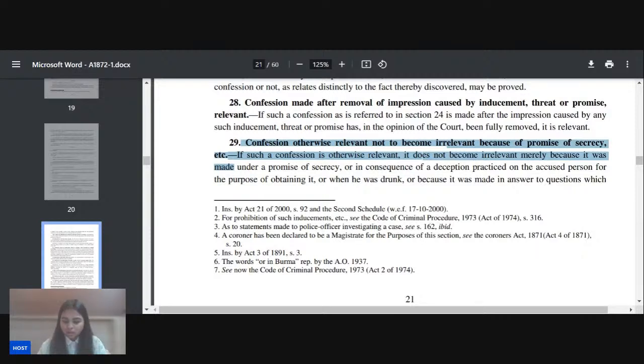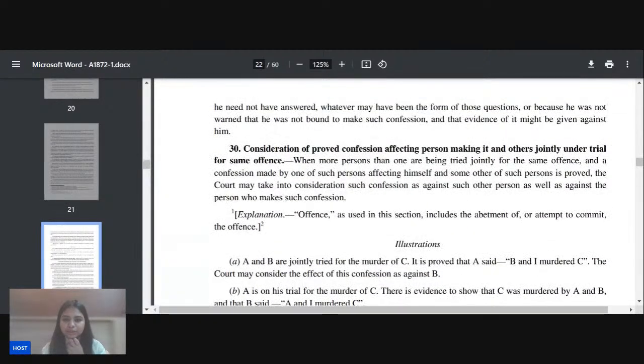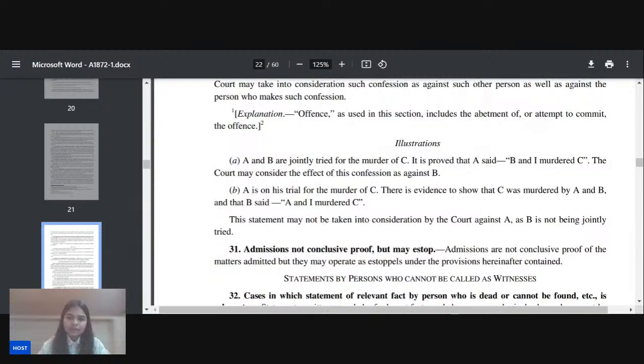Section 30, confession of co-accused. This is very important to understand because here we are talking about joint trial. If two or more persons are being tried jointly for the same offense, then the confession made by one person will also affect the other person. But if the trial is not joint, then it will not affect.